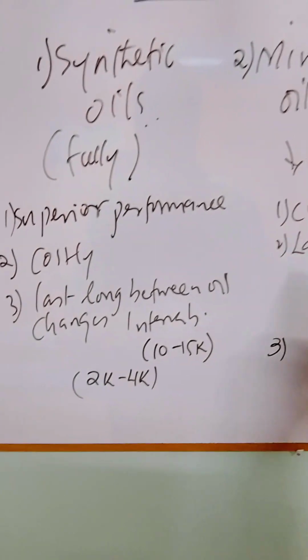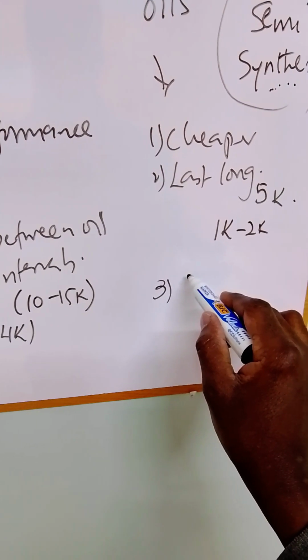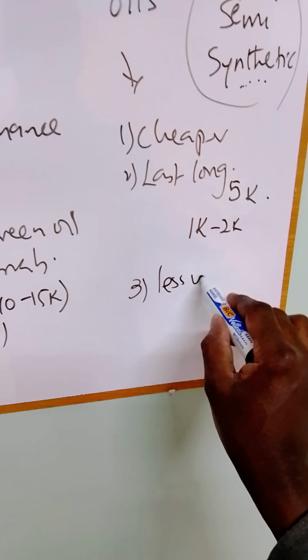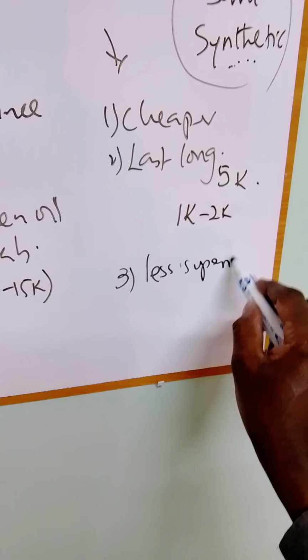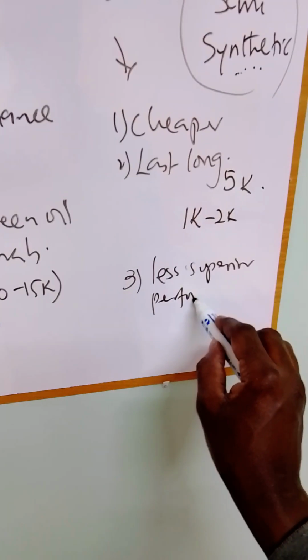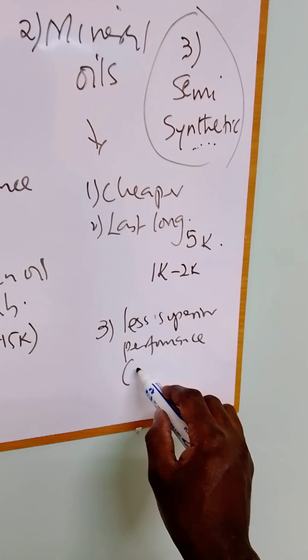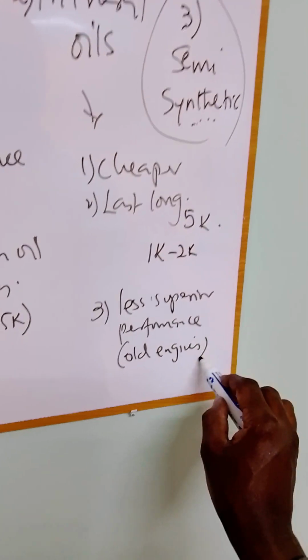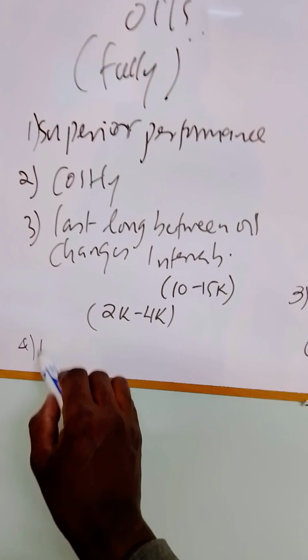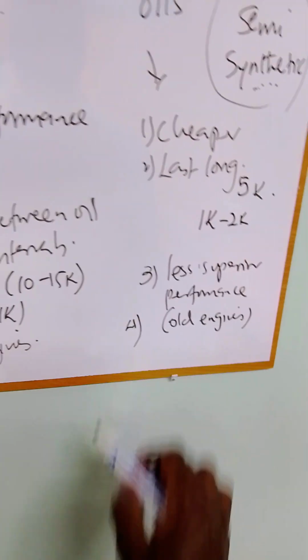And the third property of mineral oil is that it has a laxer or less superior performance. And these ones are usually used mostly on old engines. And these ones are preferable for newer engines. So that is another difference.